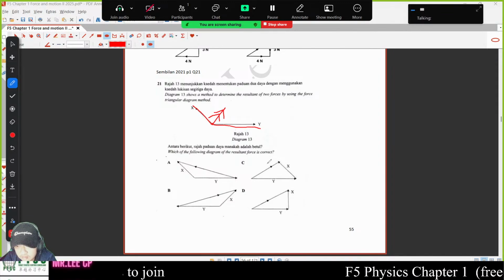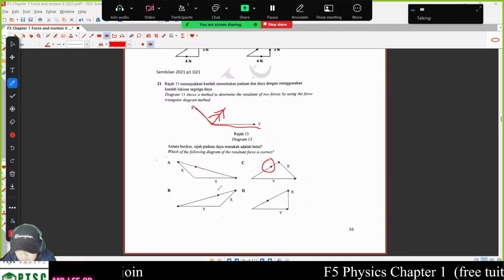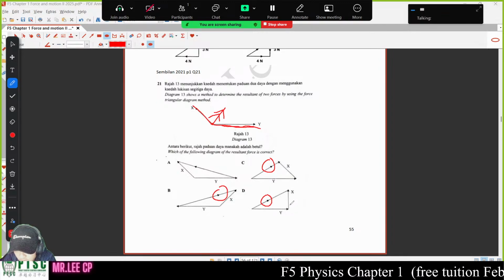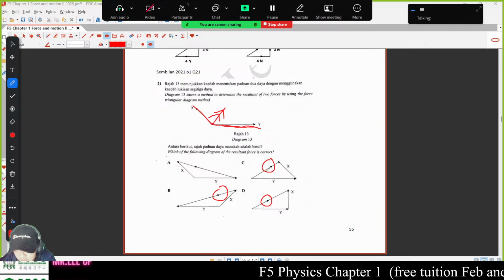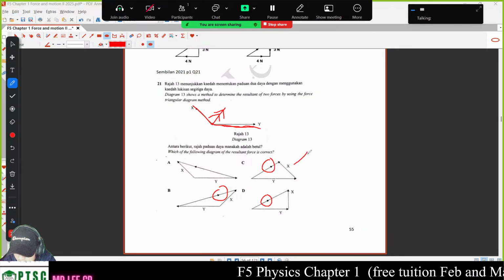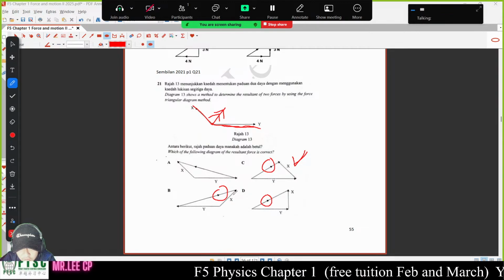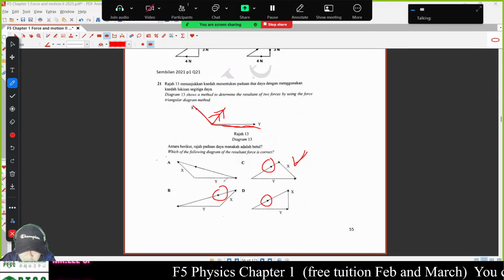So this one got a chance, this one got a chance, this one also got a chance. But the x is going to the right. X is going this way. Yeah, this one okay. X is going up? No. Where is x going up? X is going this way. No. So the answer is C.